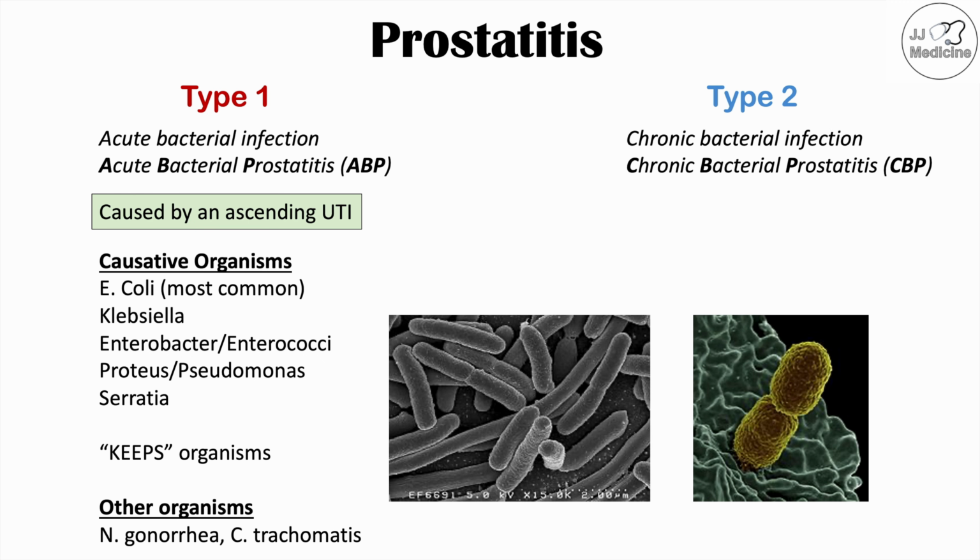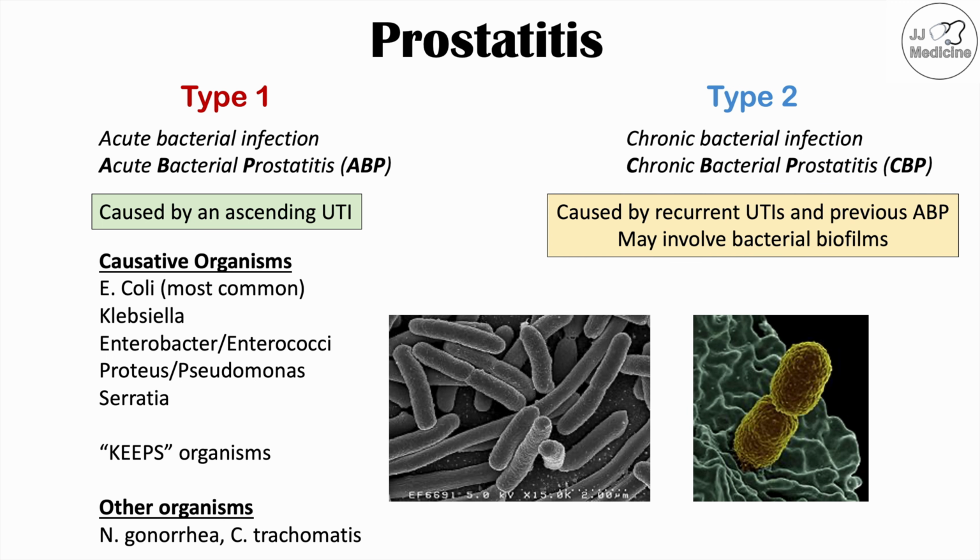Type 2 prostatitis is a chronic bacterial infection. It's also known as chronic bacterial prostatitis, or CBP. Like type 1 prostatitis, type 2 prostatitis is caused by a bacterial infection, but more specifically, it's caused by recurrent urinary tract infections and oftentimes caused by a previous acute bacterial prostatitis, or type 1. So oftentimes, patients who have had type 1 prostatitis, if they're not treated properly, may go on to having type 2 prostatitis.